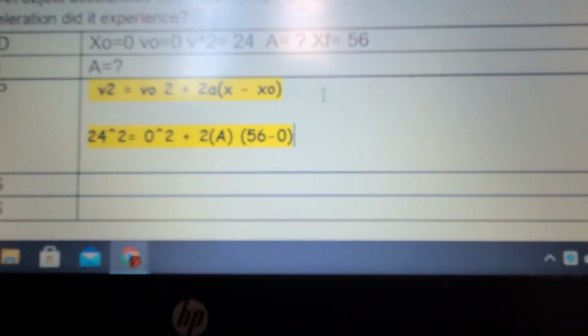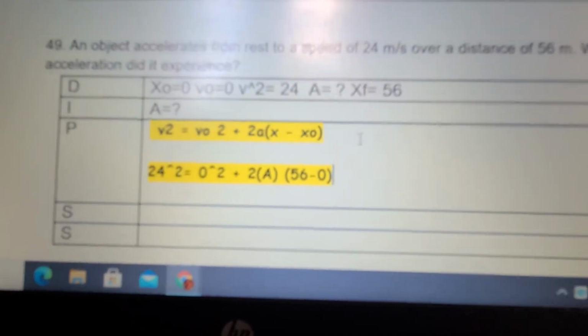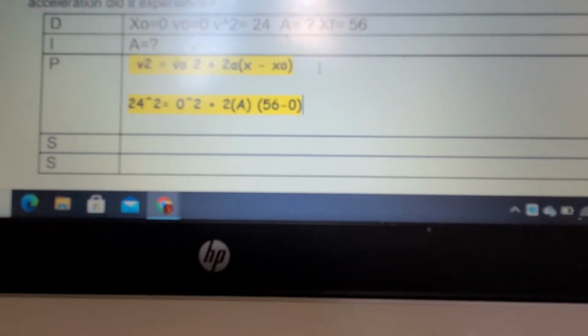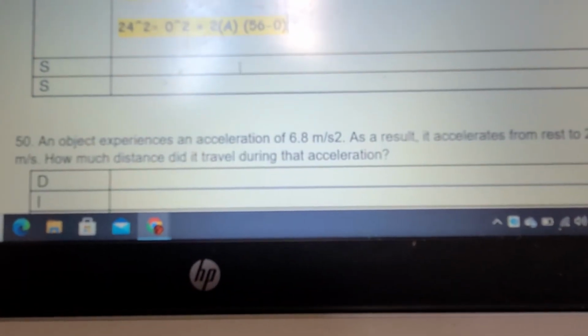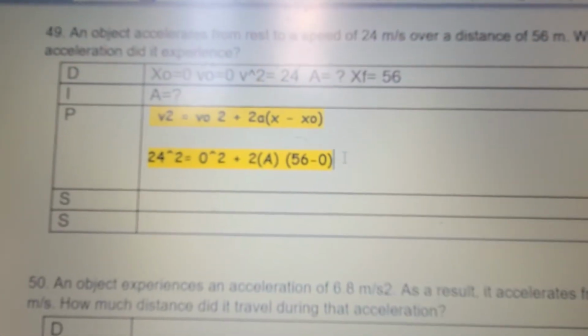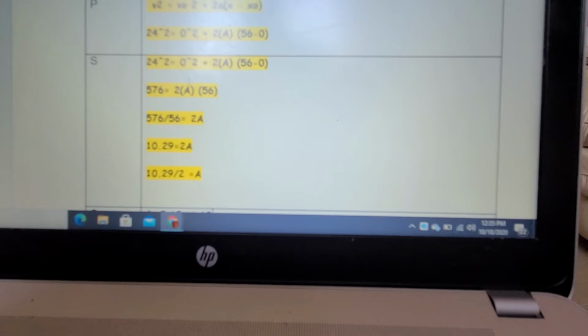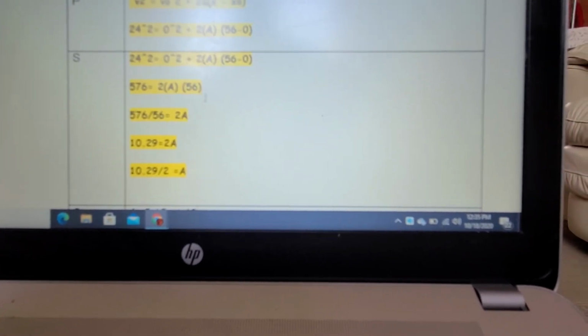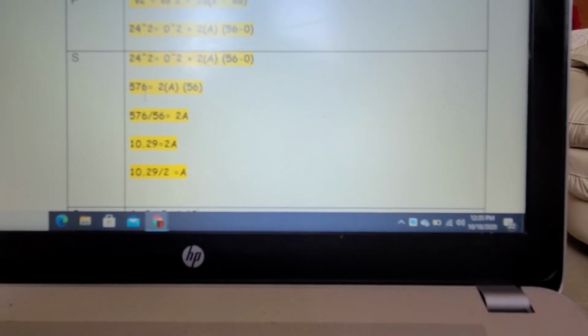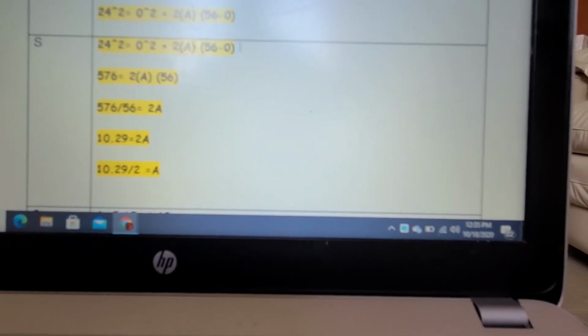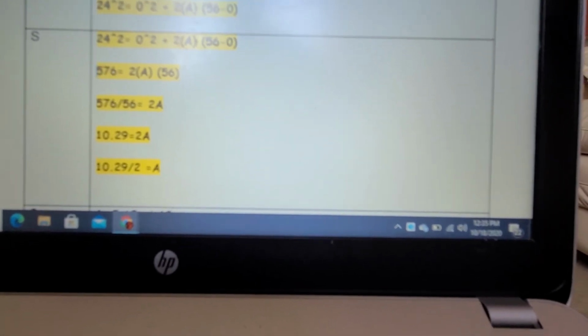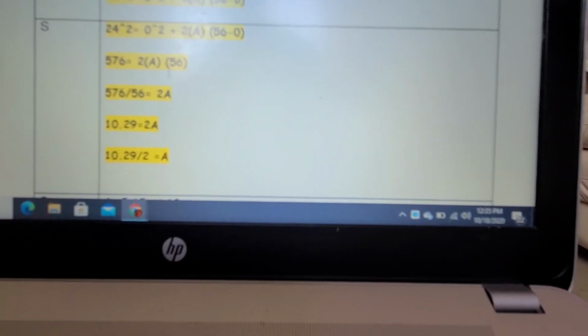Okay, so when I plug it in, this is what I get. I have my variables and I plug them into my equation. So now I have this. I'm going to work on simplifying this part. After plugging in, I start breaking down my problem by working with the easier parts first. 24 squared gives you 576. The 0, you already know you can get rid of because it's not necessary. Then you have 56 minus 0, which gives you 56. In that manner, you have this setup.